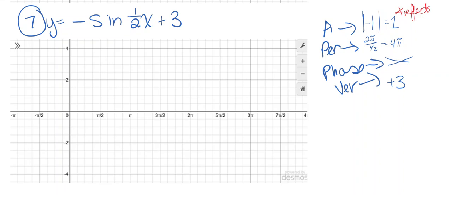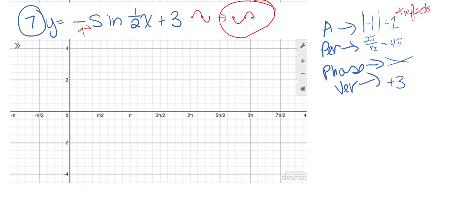I put a little note that it does reflect. So what that means is if we think, again, making a little sketch of what that sine graph looks like, if it reflects, that negative right here means it's gonna just do the opposite, right, over that x-axis. So this is kind of the premise of what our graph should look like with that negative.